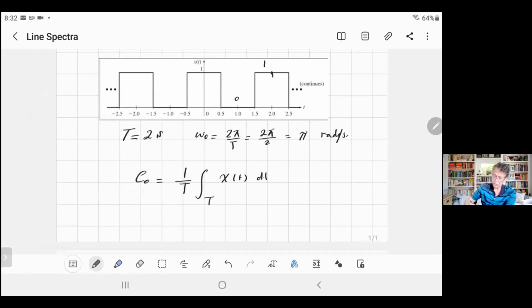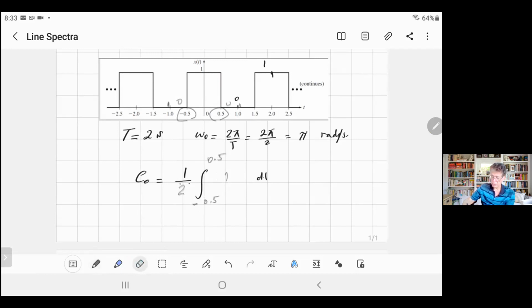We know that the period T is equal to 2, so we'll replace this by 2. And I'm going to integrate from minus 1 to 1. From minus 1 to minus 0.5, the function is equal to 0. From 0.5 to 1 it is equal to 0. So what's left is from minus 0.5 to 0.5, where the function is equal to 1. So I'm going to replace the limits of integration from minus 0.5 to plus 0.5, and the value of the signal is 1, dt.